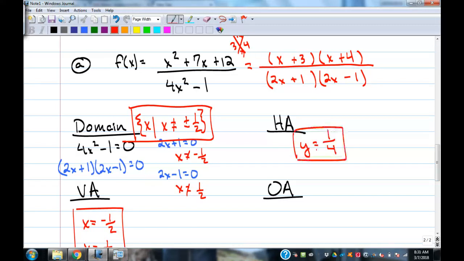Horizontal asymptotes will always be y equals some number. Since we have a horizontal asymptote, what does that mean about obliques? Not any. So we're going to write none.